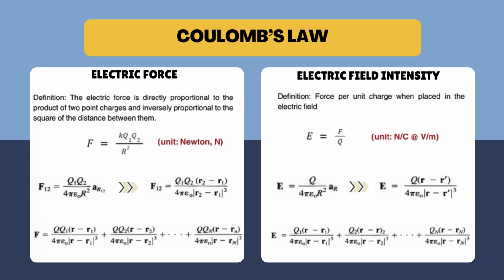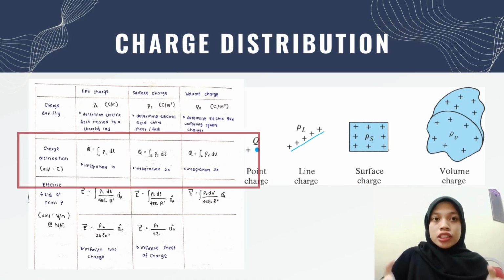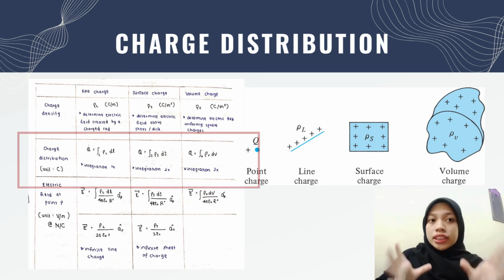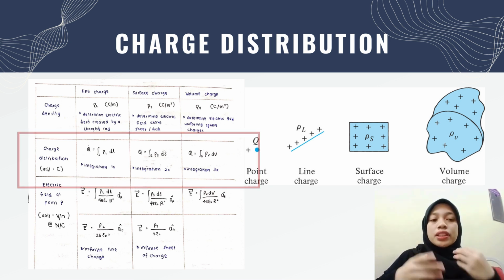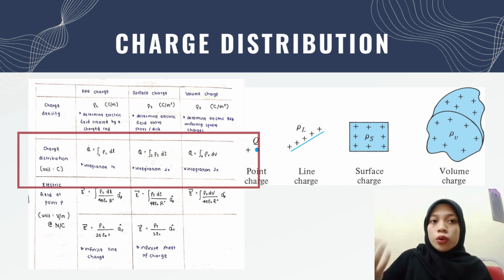The formula for electric field E is force divided by charge. The force can be found by its formula. These are the charge distribution formulas. The charge is not only a point charge, but the charge can be distributed in a line, surface, and volume. So all of these have their own formula.